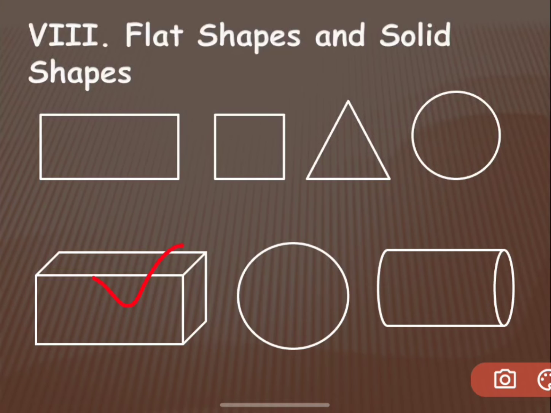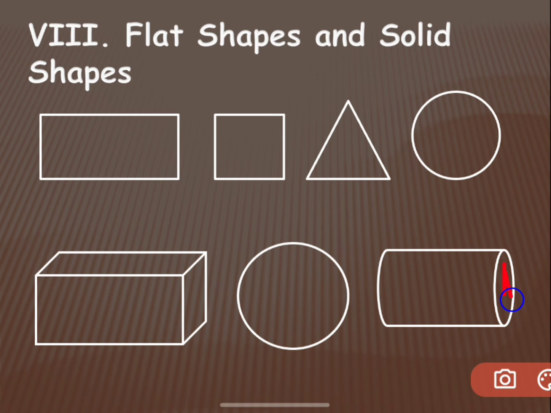Okay, it rolls like this. It rolls like this. Okay, and coming to cylinder can roll and also can slide. So when this part, when the circle part is touching the floor or ground, then it slides.